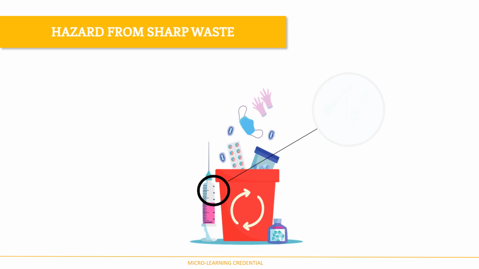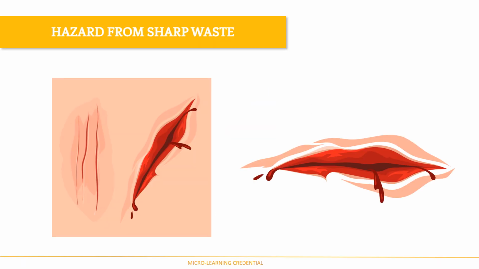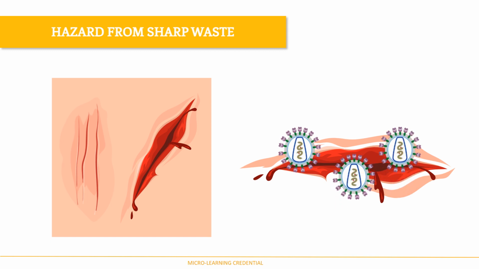Sharps can be dangerous as they can cause injury resulting in minor to major cuts. The main risk of a sharp injury is the potential exposure to infections. HIV can survive in a used syringe for up to 42 days, depending on temperature and other factors.